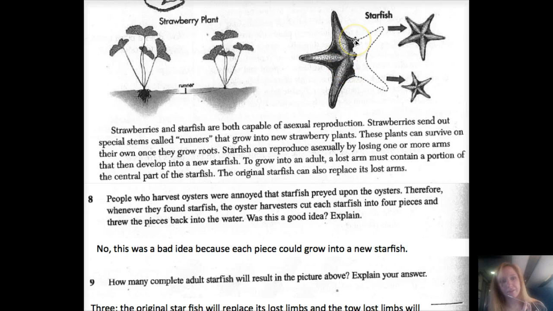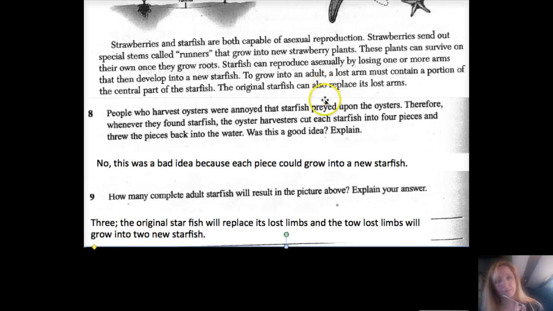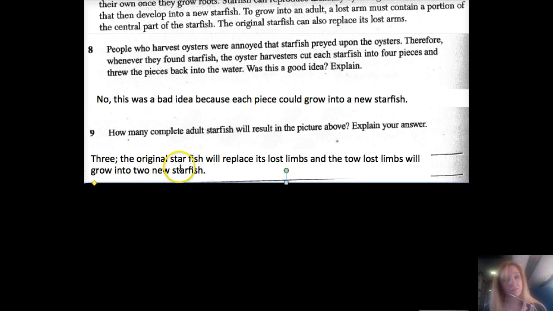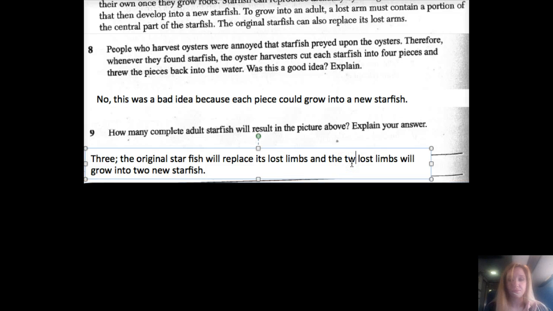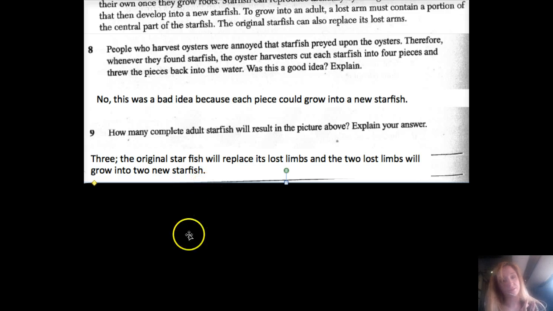And we see right here, even if we didn't really understand what they were saying, we have 1, 2, 3. We have 2 new adults, which might be a trick answer, but we know this one can grow back and be another starfish. So 3. The original starfish will replace its lost limbs, and the 2 lost limbs will grow into 2 new starfish.